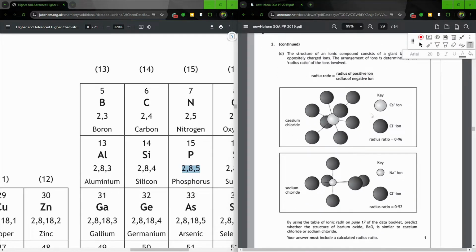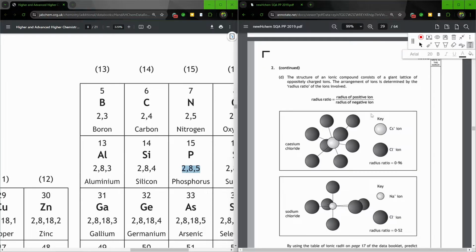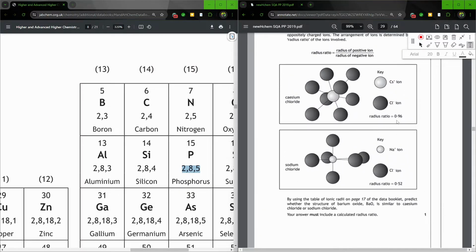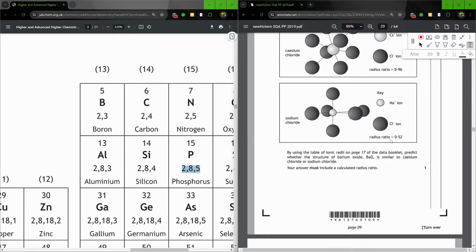The structure of an ionic compound consists of a giant lattice of oppositely charged ions. The arrangement of ions is determined by the radius ratio of the ions involved. Radius ratio is the radius of the positive ion divided by the radius of the negative ion. And we've got two examples here. We have cesium chloride, which has got 0.96, and sodium chloride, which has a radius ratio of 0.52. By using the table of ionic radii on page 17 of the data booklet, it's not actually the key, they keep changing it, predict whether the structure of barium oxide is similar to cesium chloride or sodium chloride.